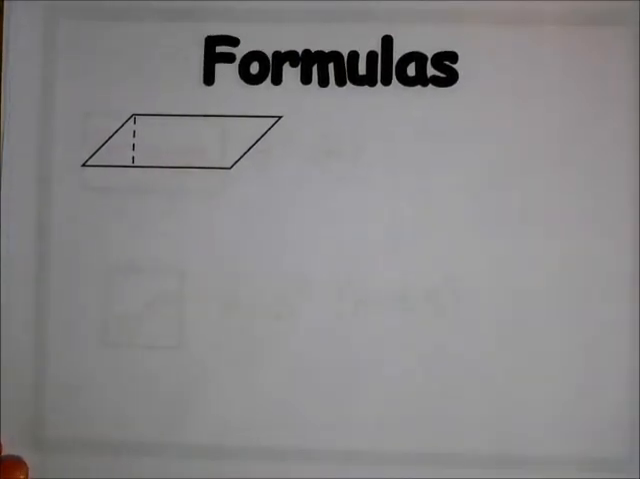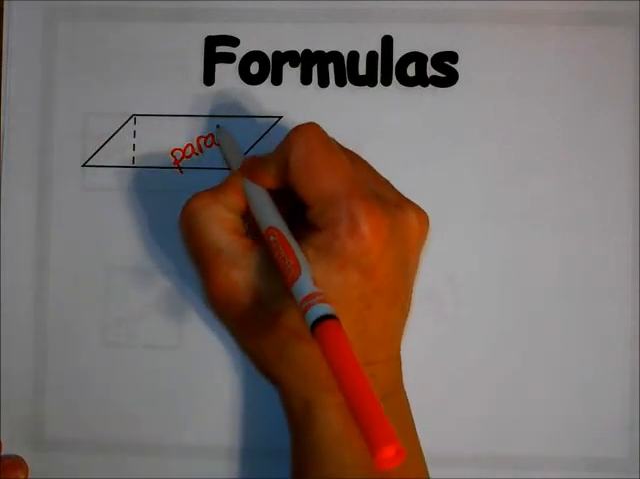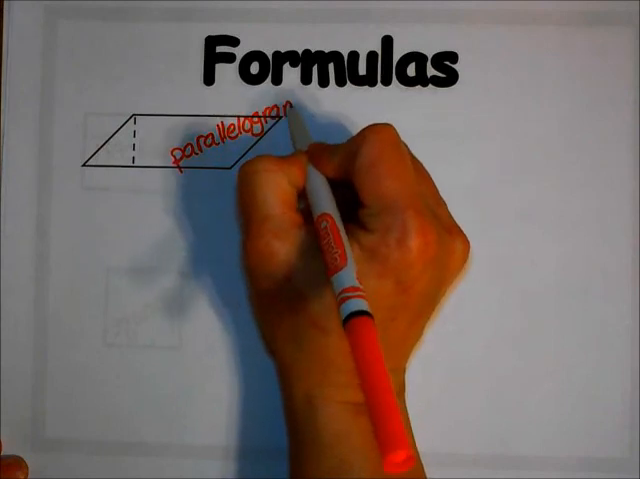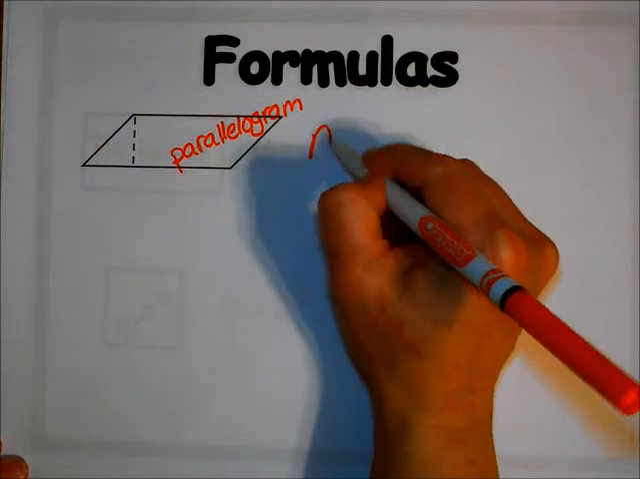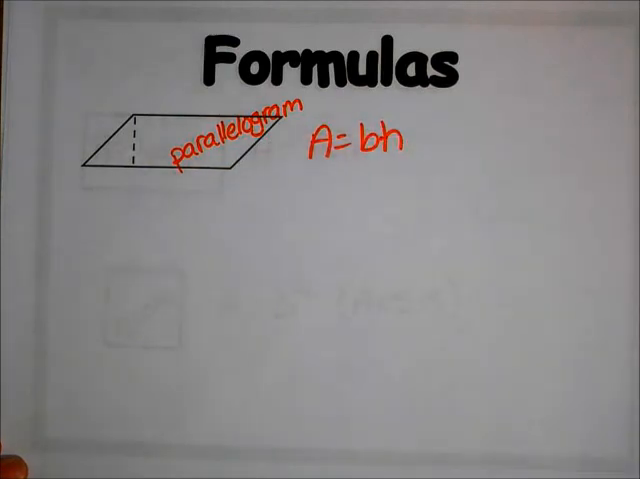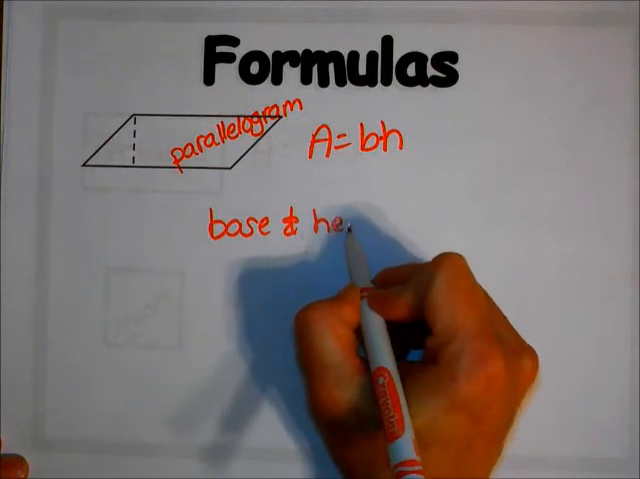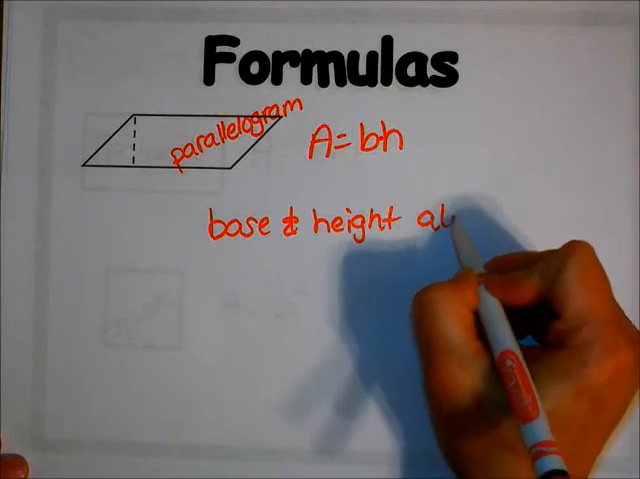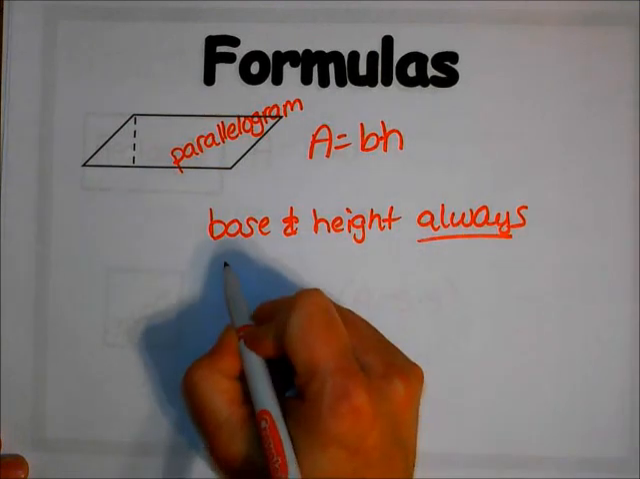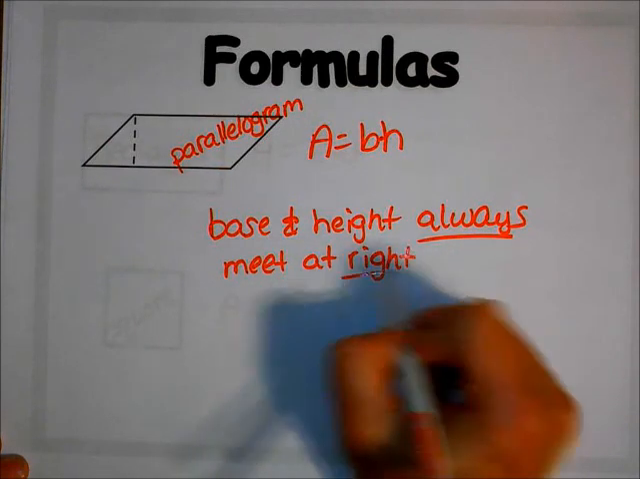The next formula you need to know is for area of a parallelogram. The formula for area of a parallelogram is BH, or base times height. Here's the important thing to remember about finding the base and the height. Your base and height always meet at a right angle.